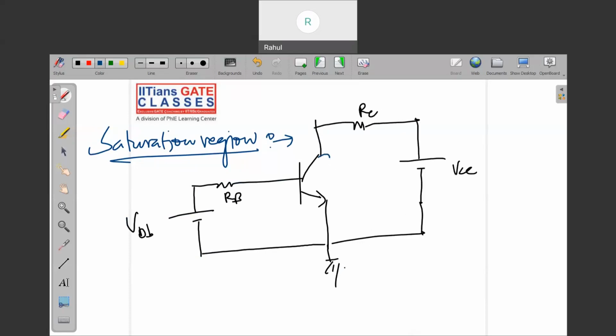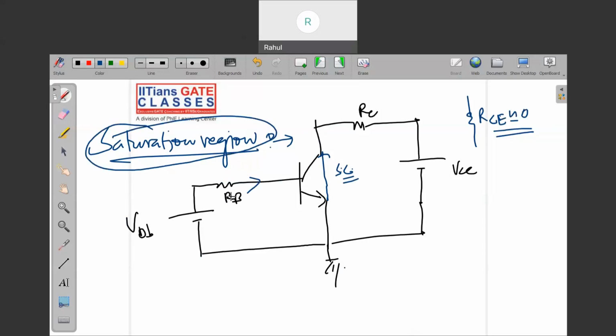this resistance will be short circuited, you can say. RCE will be close to 0. So the current will flow here. When the transistor is in the saturation region, your IB will be very large, remember. So this will be in forward bias, this will be in forward bias, and your IB will be very large here, and you can compute IC. Here IC will be there, and beta will also be given for this transistor.